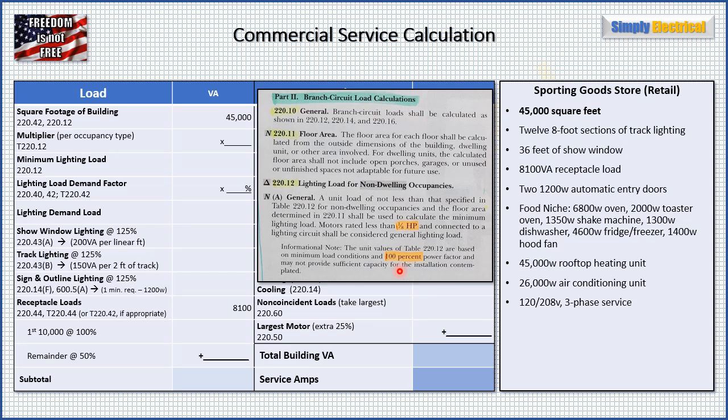Now another example may be if you have a less than 100% power factor. Say you have some less efficiency going on in whatever kind of general lighting you're using, you may want to factor in some cushion to account for that. But in most situations, this is going to be adequate just to use the number given in table 220.12.